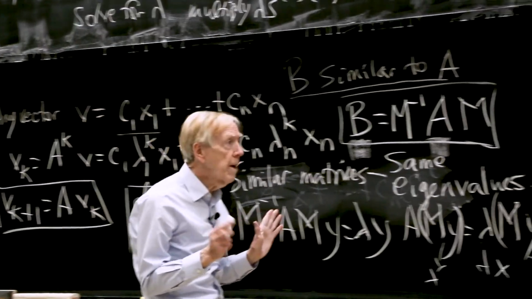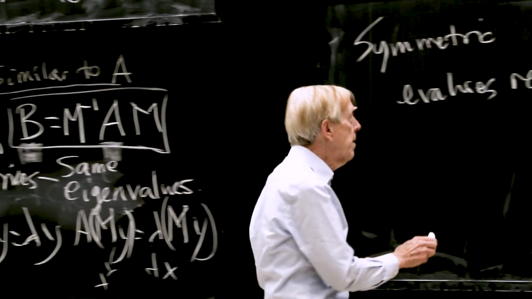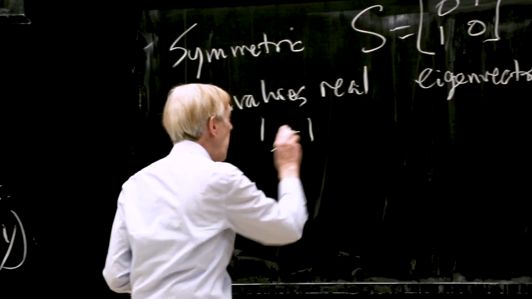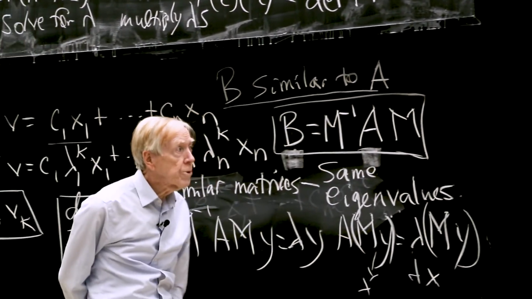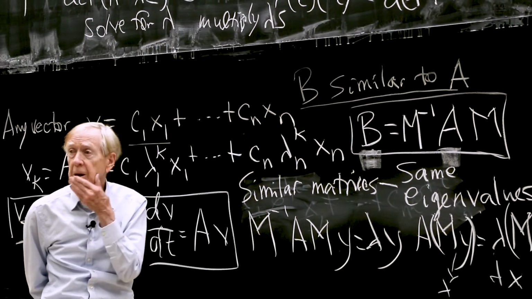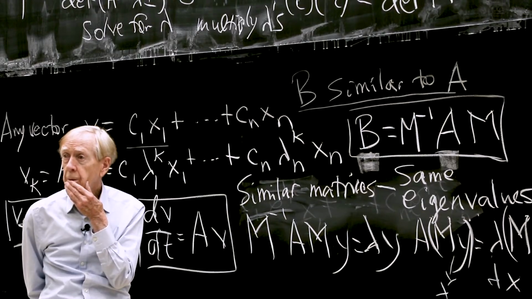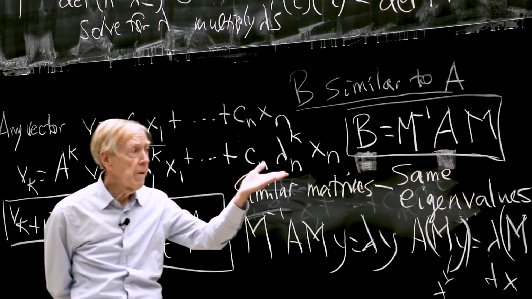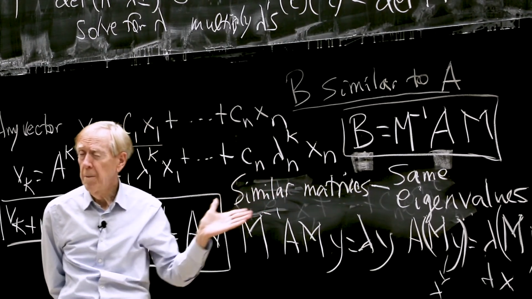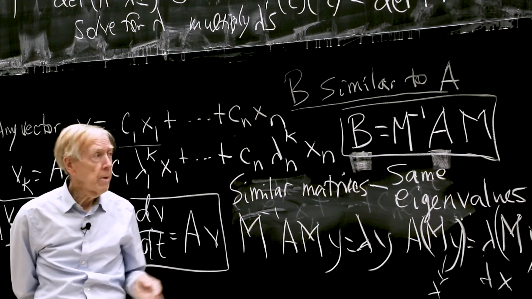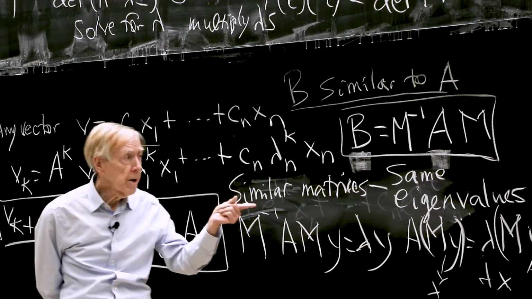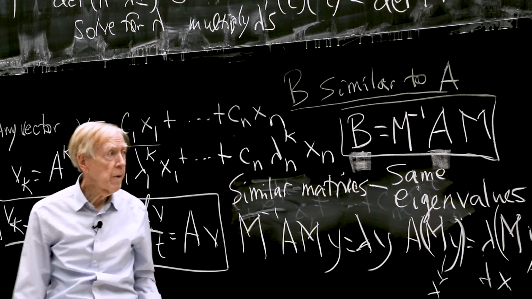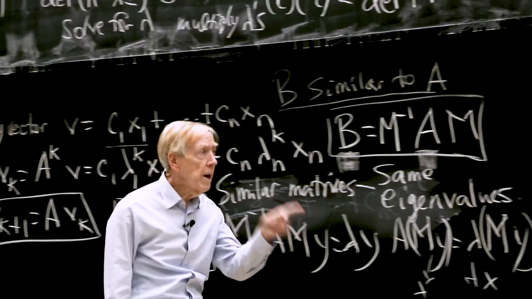Okay, so is it true that the eigenvalues are 1 and minus 1? How do I check the trace? What is the trace of that matrix? 0. And what's the sum of the eigenvalues? 0. Good. What about the determinant? What's the determinant of S? Minus 1. The product of the eigenvalues is minus 1, so we've got it. Okay. What are the eigenvectors?